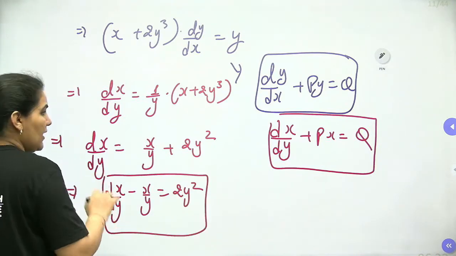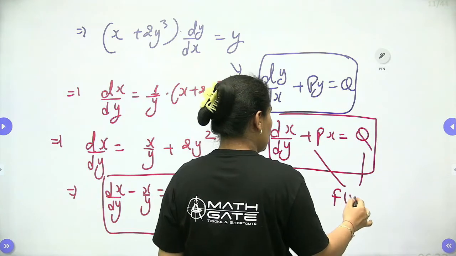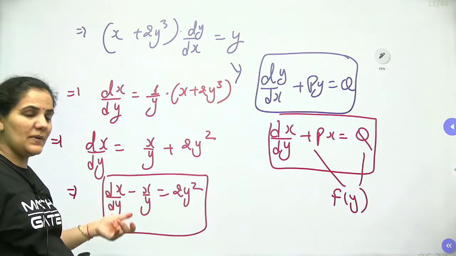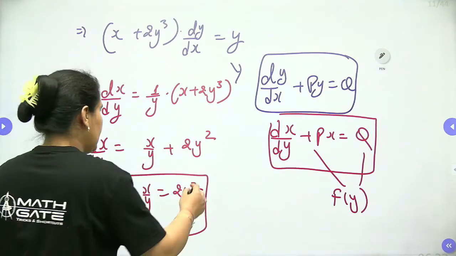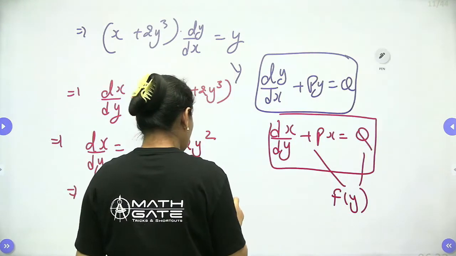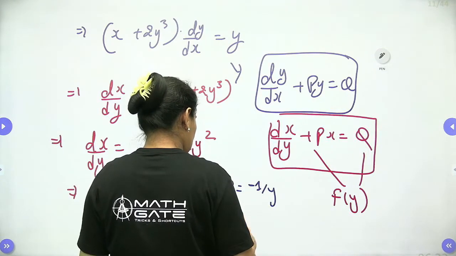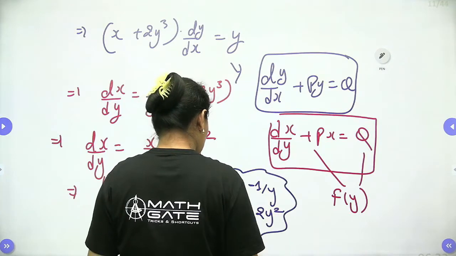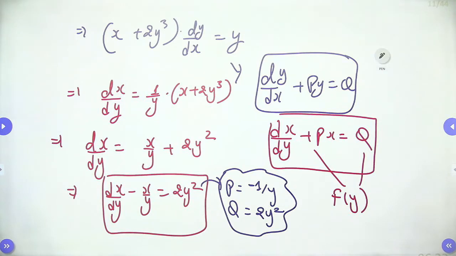Now as we know very well, when we approach this, P and Q should be functions of y only. Yes, so here we have functions of y only. P is equal to minus 1 by y and Q is equal to 2y square, right? So we can write down here, dear students, that P is equal to minus 1 by y, it is minus, and Q is equal to 2y square.